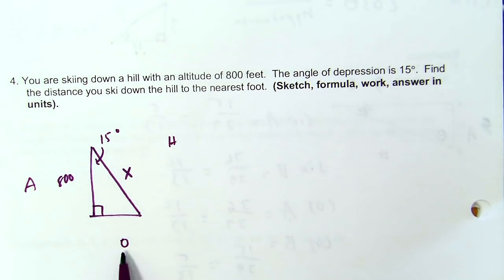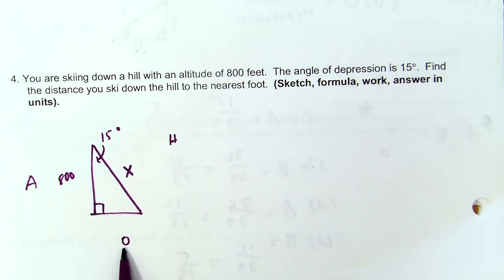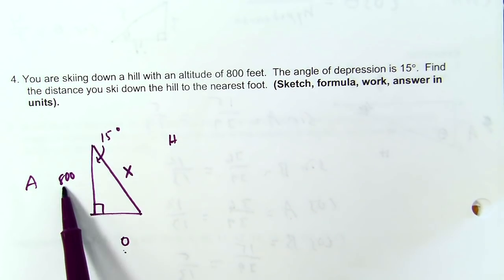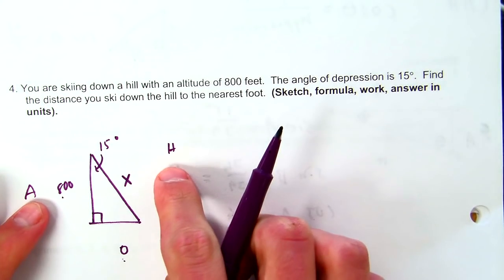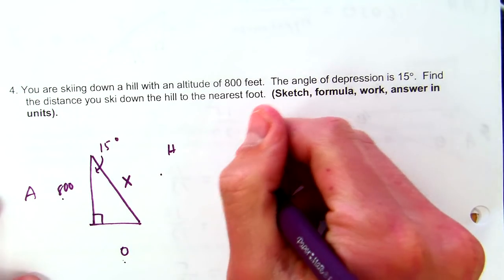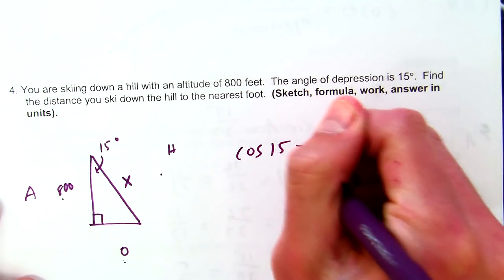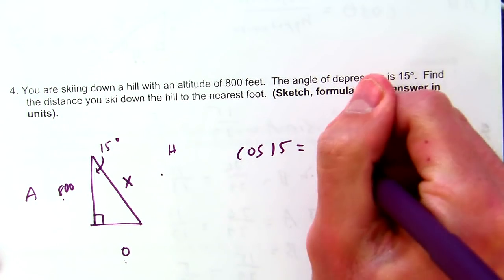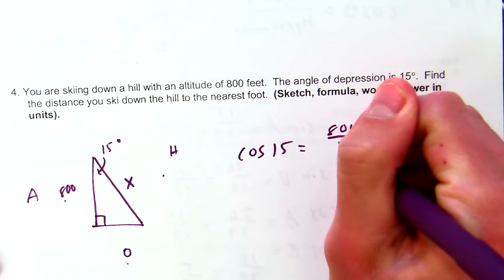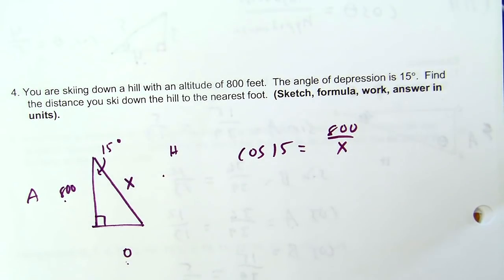Okay. I don't know anything about the opposite side, and I'm not solving for it, so I do not want O. I know my adjacent side, I'm solving for the hypotenuse, so that's A and H, so TOA, I need cosine. So the cosine of 15, the cosine of this angle, is the adjacent side over the hypotenuse, 800 over x.